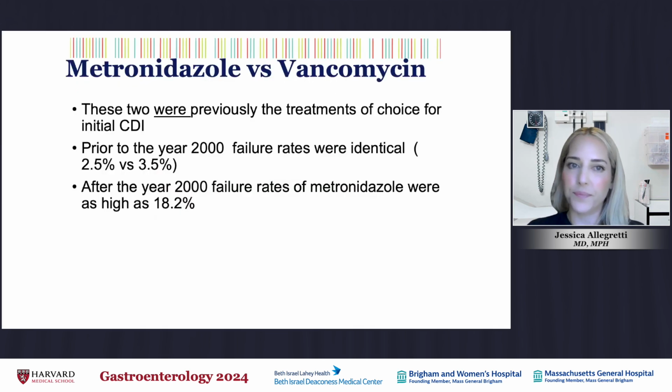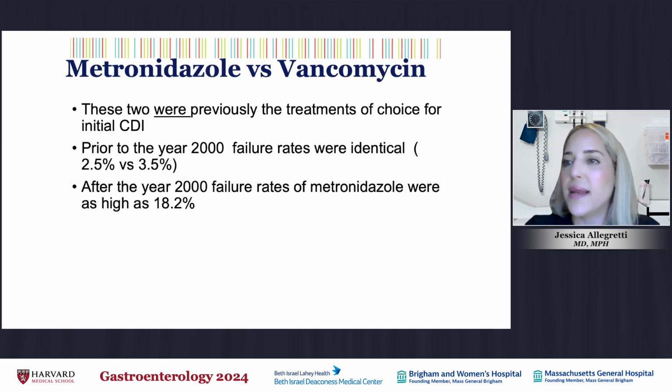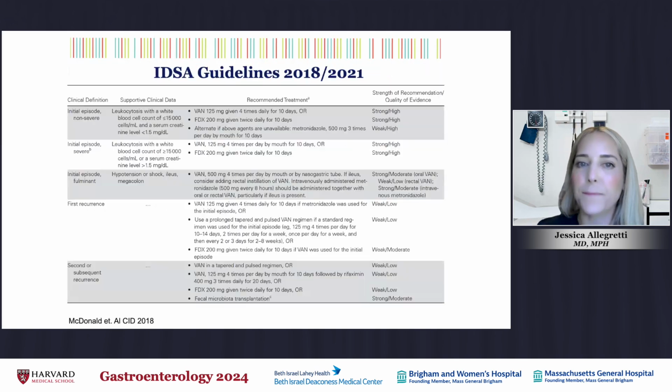So how do we treat? Well, metronidazole and vancomycin were previously the treatments of choice for an initial episode of C. diff infection. Prior to the year 2000, failure rates for these antibiotics were essentially identical. After the year 2000, we start to see failure rates for metronidazole really start to increase.